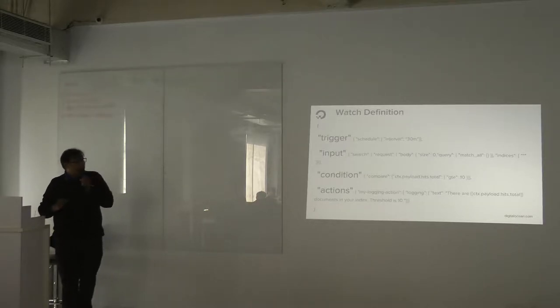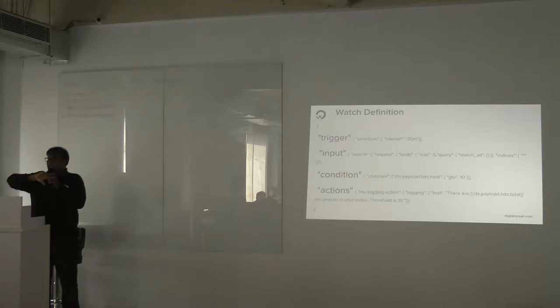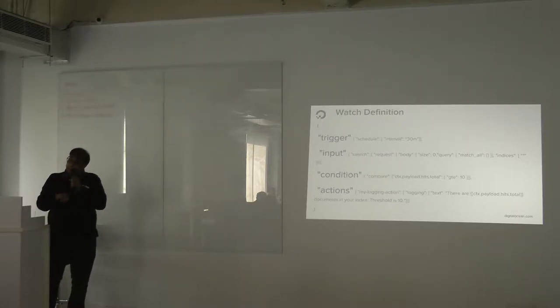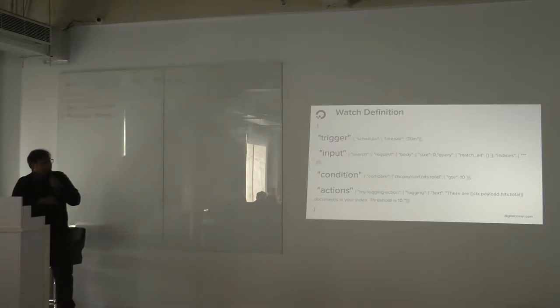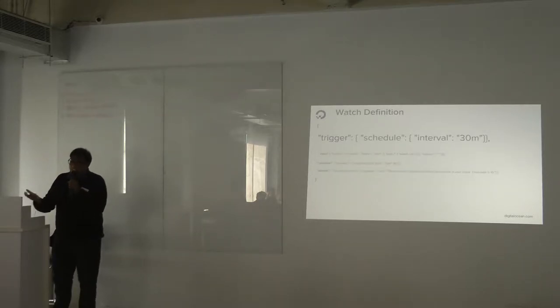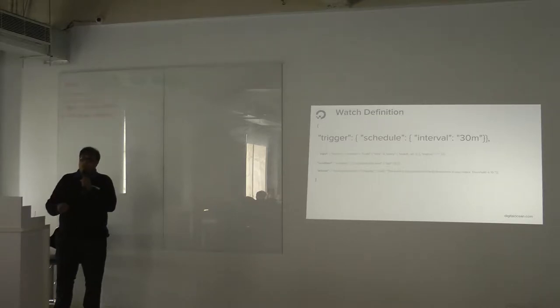Let me go through them one by one, and just know that everything is happening on Elasticsearch data. All the data which you are collecting from social media, from your logs, from your application, from your middleware, is collected in Elasticsearch, and you are running this watch on that data. Let me start with the first one, which is the trigger. Trigger is pretty simple. It's a schedule. It defines when you want to run this particular watch, and what time interval you want. It could be 30 seconds, 10 seconds, 30 minutes, 1 day, 15 hours, etc.